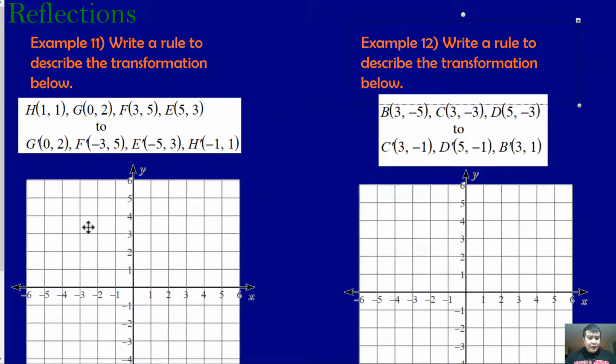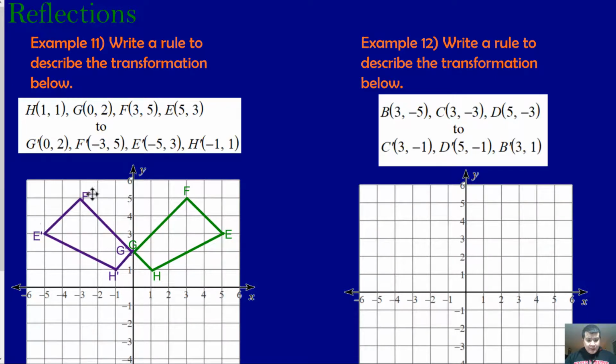So H is 1, 1, so that should be right here. 0, 2 right here. 3, 5 right here, and 5, 3. So that should get us something that looks like this right here. And if you graph the image or post image, then we should get 0, 2. So still right here, we get something like this.